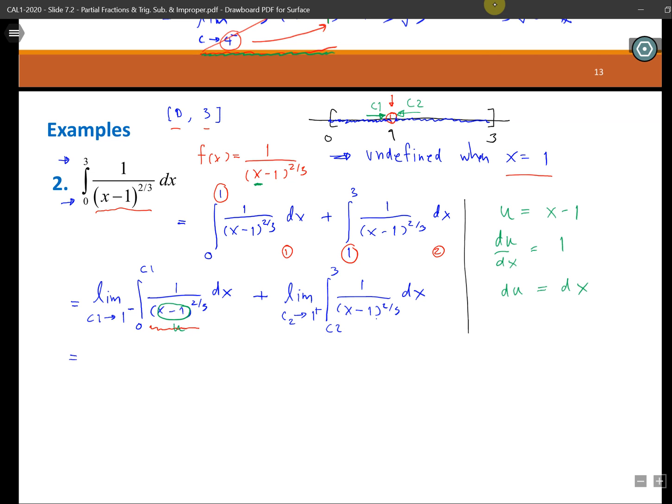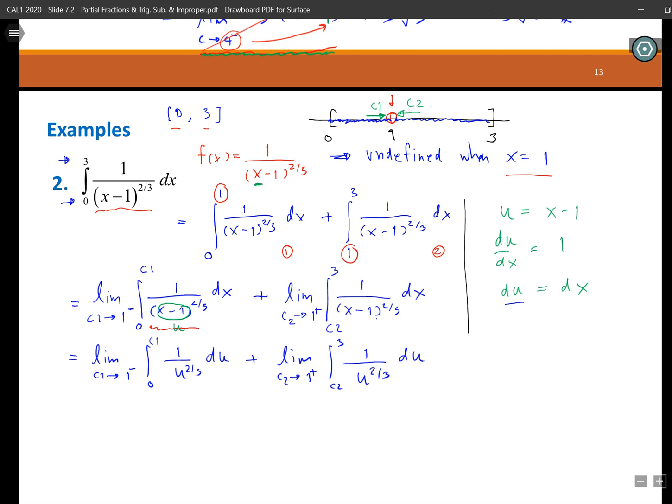So this becomes the limit as C1 approaches 1 from the left hand side, and everything else is the same, 0 to C1 of 1 over u to the power of 2 over 3. dx here can be replaced with du. So here becomes du plus, same thing, the limit as C2 approaches 1 from the right hand side, C2 to 3, of 1 over u to the power of 2 over 3 du.